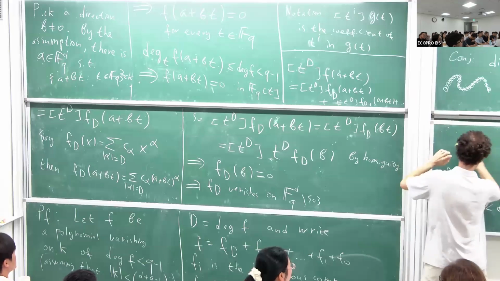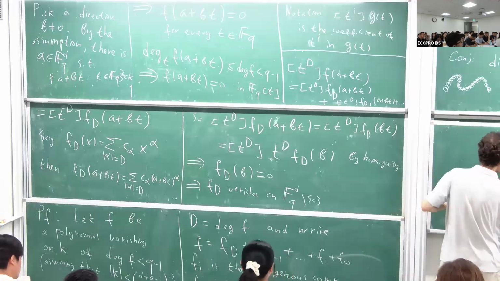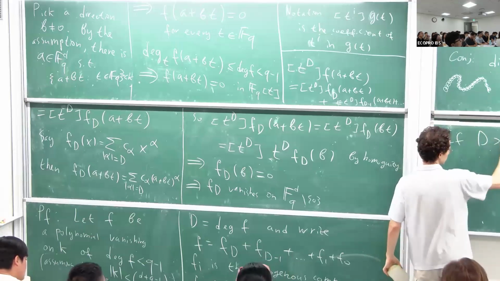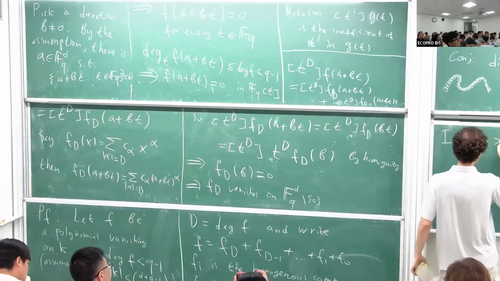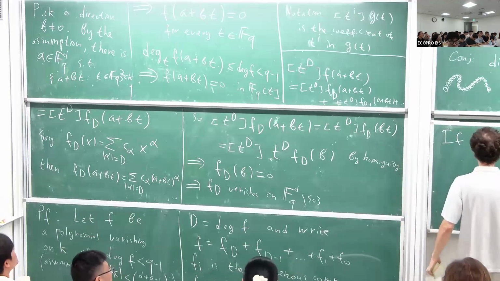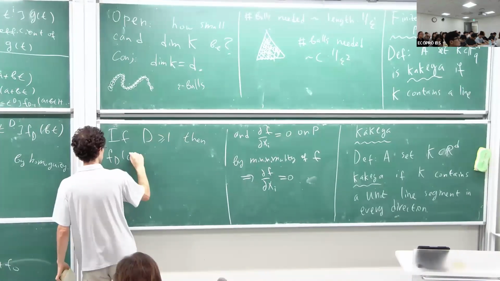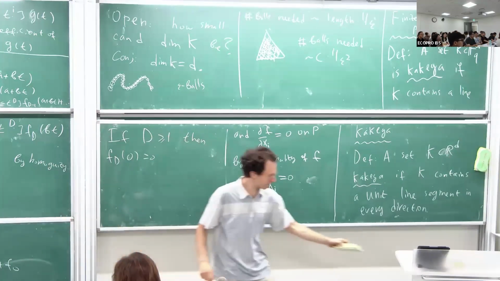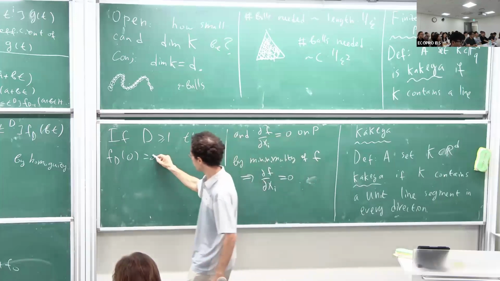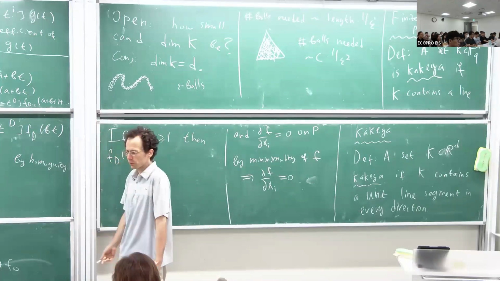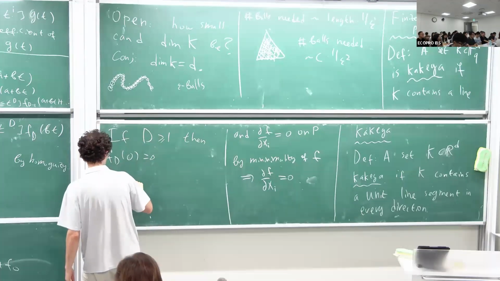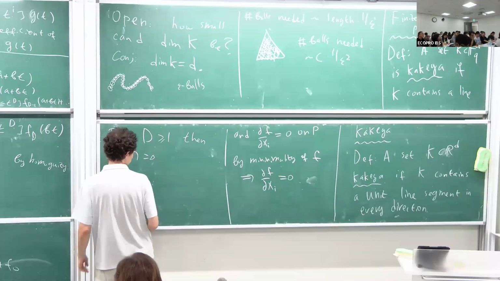So if D is not constant, then f of 0 is 0, and so we actually have it vanishing everywhere. So we now have a polynomial vanishing everywhere, and it's a polynomial of small degree. We now want to conclude that this is the 0 polynomial. So fine, let's make a lemma.